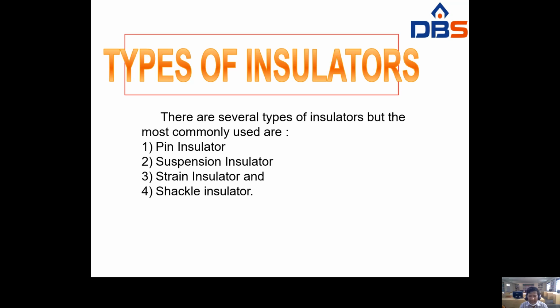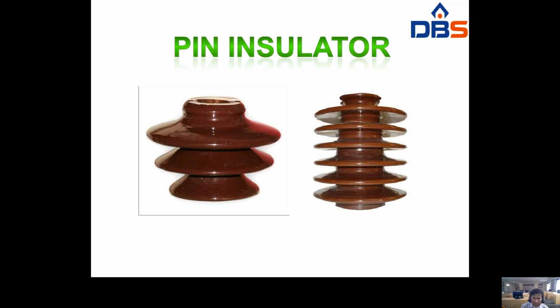What are the different types of insulators? There are several types, but the most commonly utilized are the pin insulator, suspension type insulator, strain insulator and shackle insulator. This is the most important topic and most important question also. Go for the first one, the pin type insulator. Look at the picture. The pin insulator is used at less than 11 kV, that is in rural areas, villages.